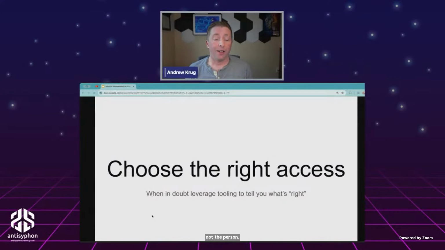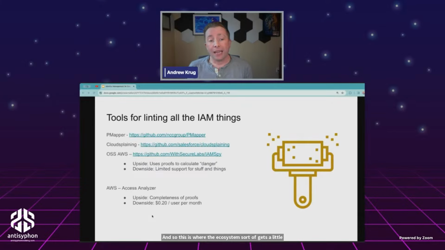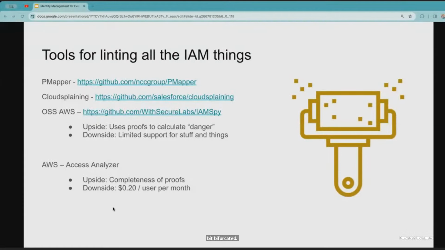So choosing the right access tends to be what's hard for a lot of people. And when in doubt, when you don't know what the right access is, you can leverage tools to tell you what's right. And so this is where the ecosystem sort of gets a little bit bifurcated. So in AWS, there is a ton of stuff in the open source ecosystem for linting IAM. Some of the cooler open source projects that are out there are PMapper, the principal mapper, which allows you to just generate IAM policies from plain English.